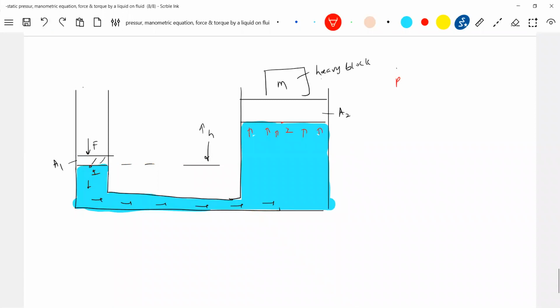Write the manometric equation: P2 plus rho g h minus P1 equals 0. What is the pressure at 2? Pressure at 2 is mg by A2. Plus rho g h equals F by A1. The idea is writing the manometric equation. F is equal to (rho g h plus mg by A2) times A1. You are supposed to raise it to height h and it should balance here.